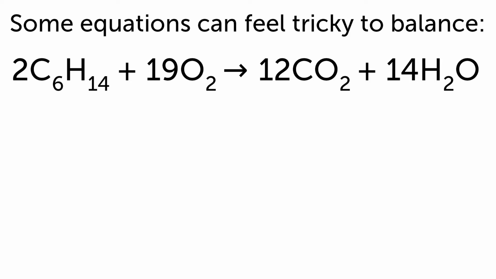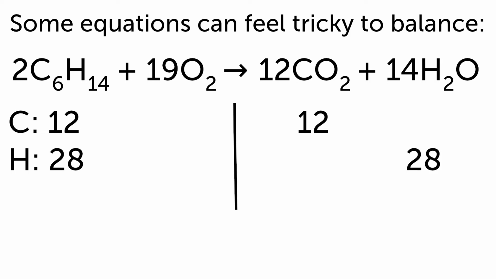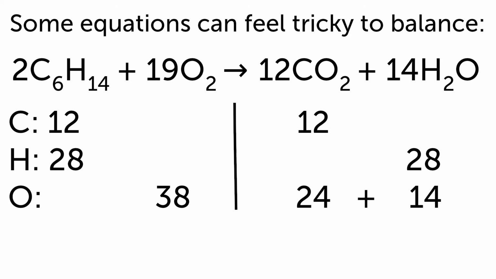To prove that it's balanced, we count the number of carbon atoms. 12 on one side and 12 on the other. Balanced. Then the number of hydrogen atoms, 28 on one side and 28 on the other. Balanced. Finally the number of oxygen atoms. 38 on one side and 24 plus 14 on the other. So the oxygens are balanced.